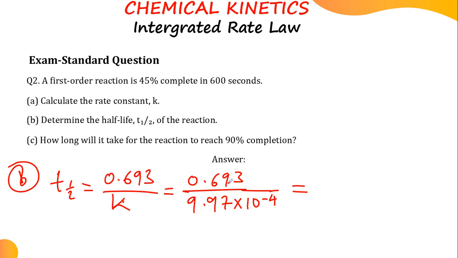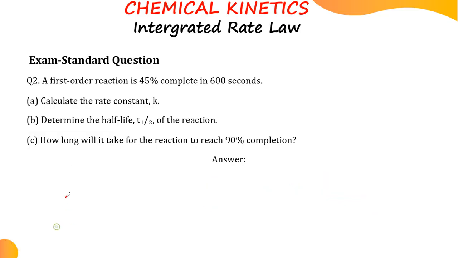What is 0.693 divided by that? I'm getting 695 seconds. Is this what you're getting also? Yes, it is. Exactly. So that's it. We can proceed now. So now what about this one?